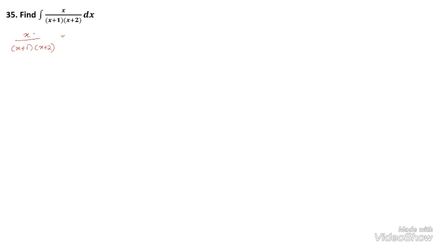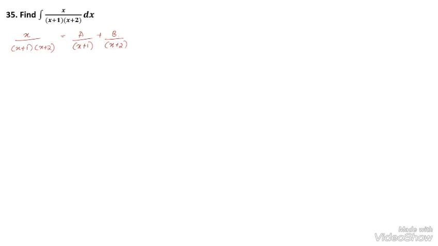Simply I can write x divided by (x plus 1)(x plus 2) as a divided by (x plus 1) plus b divided by (x plus 2), because here x plus 1 and x plus 2 are two different forms. That's why I'm taking a divided by x plus 1 and b divided by x plus 2. Here a and b are some constant values. Now I can find the a and b values by using the equations.